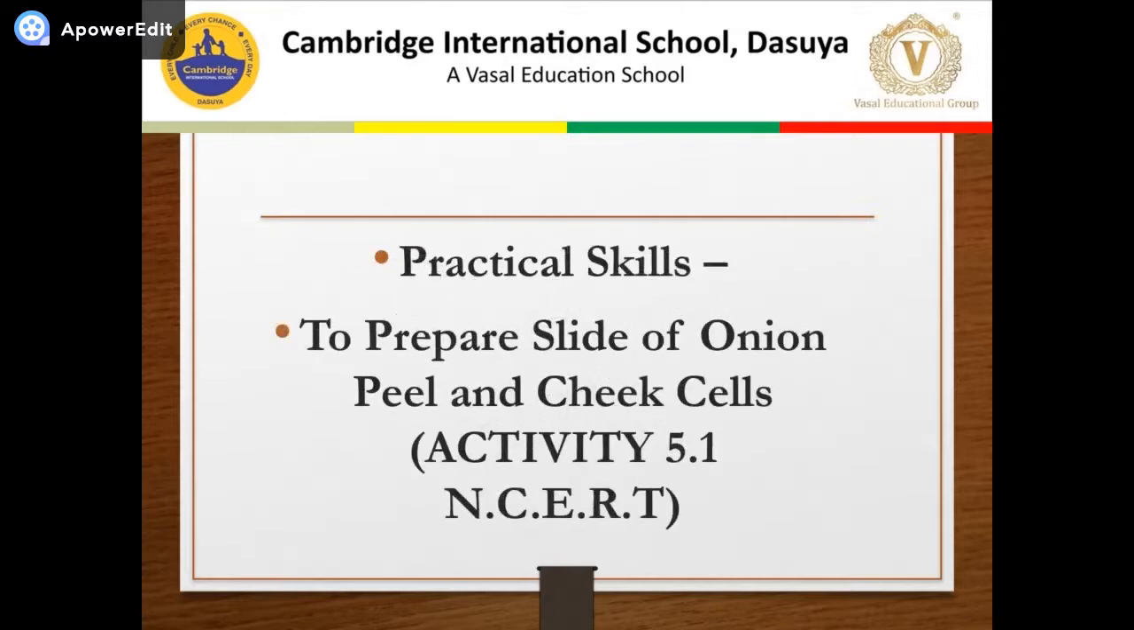Dear students, today I'm going to discuss some practical skills. I want to show you how cells look under a microscope. Today I'm going to show you two practicals, one for animal cell and one for plant cell. For plant cell, we will take an onion peel, and for animal cell to show under the microscope, we will take some cheek cells. Let's start.